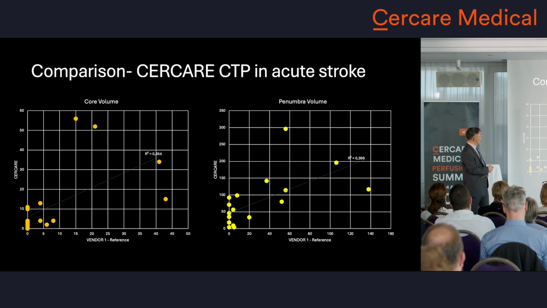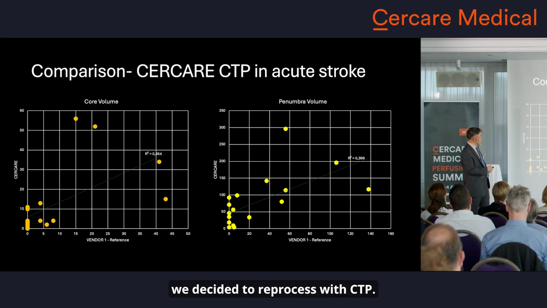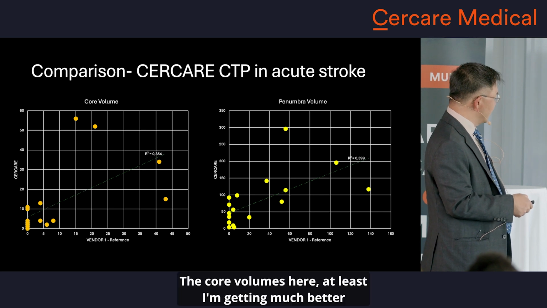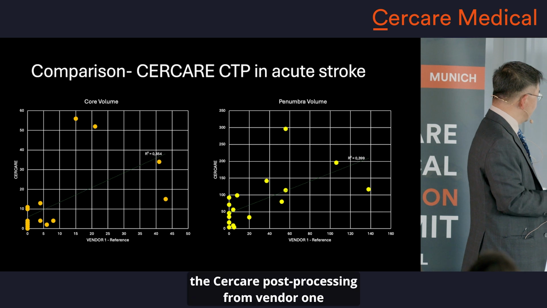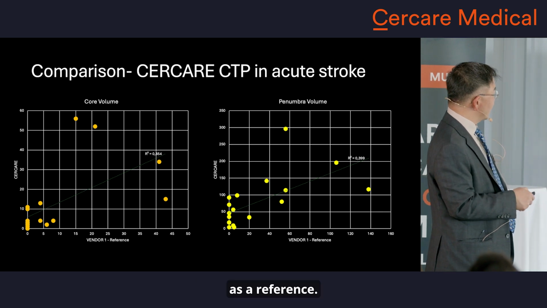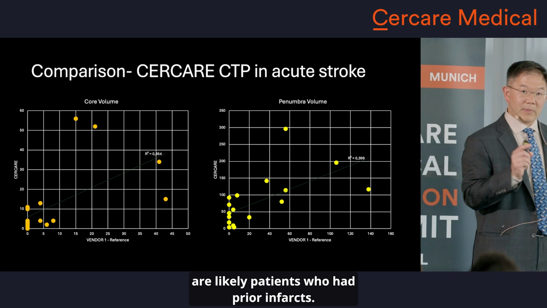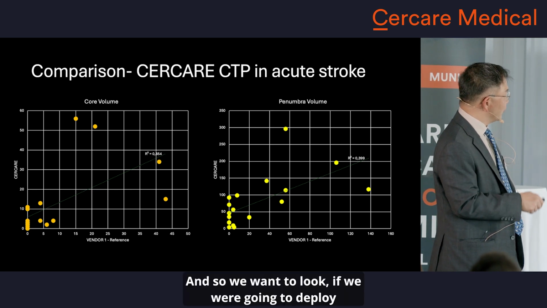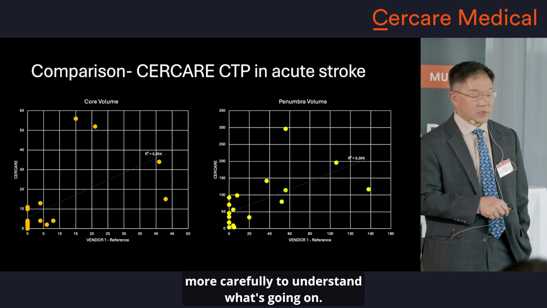Anyways, moving on. Because I had this old data that I was sitting on, we decided to reprocess with CTP. I'm not trying to say anything with this. The core volumes here, at least, I'm getting much better R-squared values when I compare the CircCare post-processing from vendor 1 as a reference. These two outliers, what seem to be outliers, are likely patients who had prior infarcts. And so if we were going to deploy CT perfusion for this sake, I want to look into this more carefully to understand what's going on.